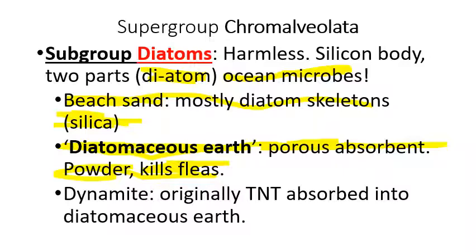so that'll kill the fleas. Now, you know that the word dynamite originally came from the word diatomaceous, and dynamite is where you take a highly explosive chemical called trinitrotoluene and you absorb it into some diatomaceous earth that's formed into the shape of a stick. And so over the years, they changed the name. It was originally supposed to be TNT that was absorbed into a stick of diatomaceous earth, and then they just renamed it, changed the spelling, DYN to dynamite.